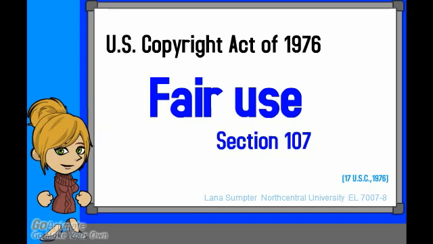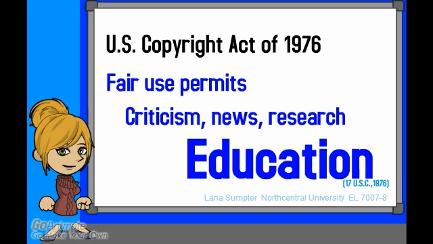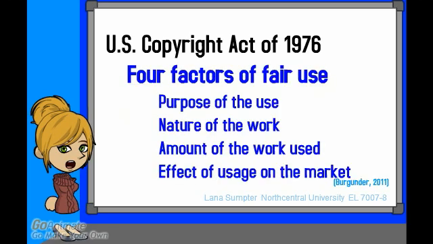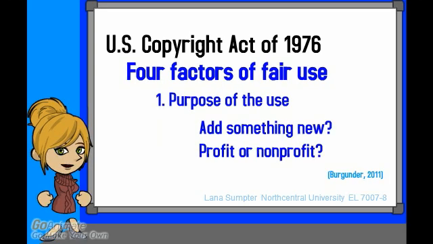Fair use guidelines appear in Section 107 of the U.S. Copyright Act. Through the fair use doctrine, copyrighted work can be used for criticism, news, research, and importantly, education. There are 4 determining factors on whether the use of copyrighted material is fair or not: the purpose of the use, the nature of the work, the amount of the work used, and the effect of the usage on the market.